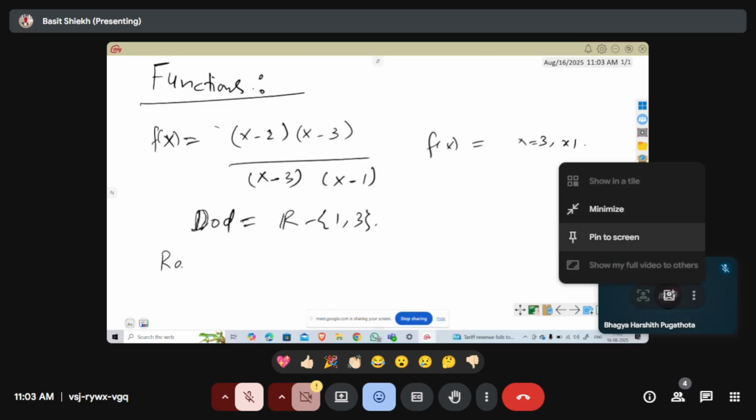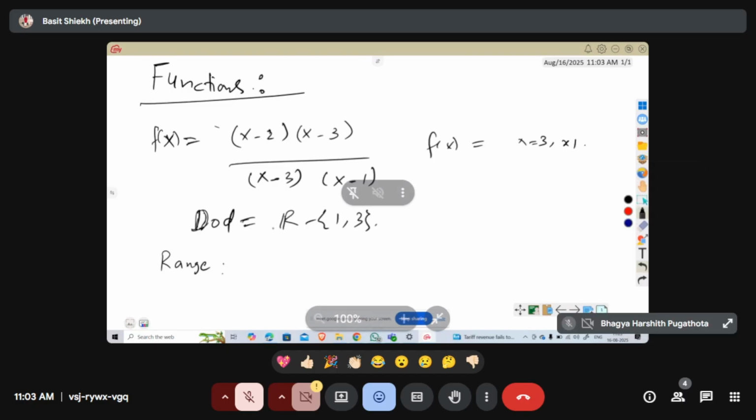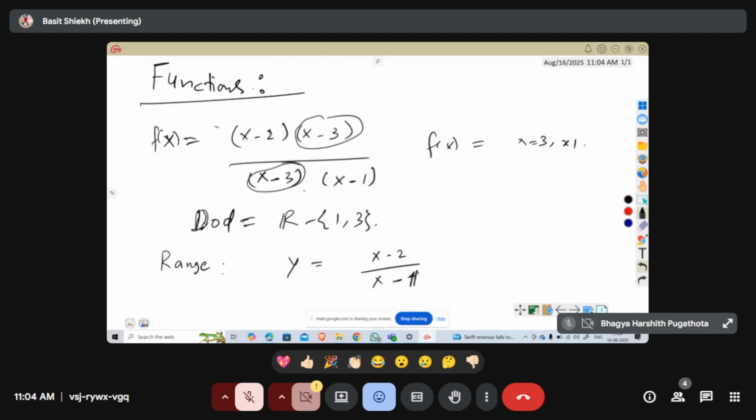For finding the range, first we will remove these points. Since we have said that x is not equal to 3, I can write this function as y equal to x minus 2 divided by x minus 1. I will remove these 2 points from this linear function, because I have said that x is not equal to 1 and 3.